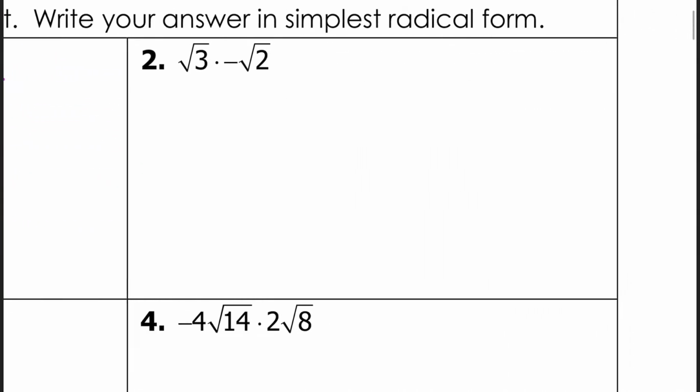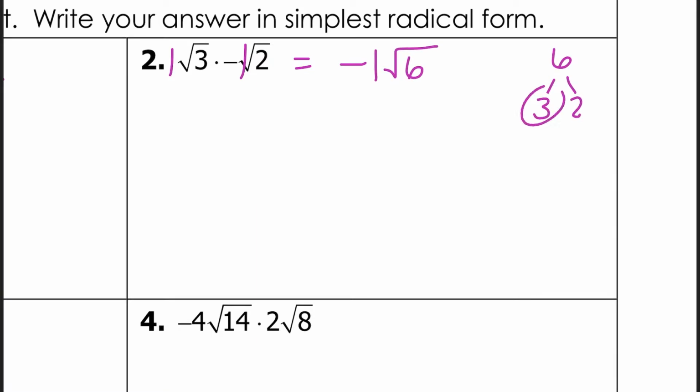Take a look at number 2. We have square root of 3 times negative square root of 2. These both really have a 1 in front. So 1 times negative 1 is negative 1. Square root of 3 times square root of 2 is square root of 6. And 6 cannot be broken down any further because if you do, you're just going to get 3 and 2 and there's no pairs and you'll have to stick with 6. So this is your answer. Now, of course, we normally don't write negative 1, so we would just put negative square root of 6.